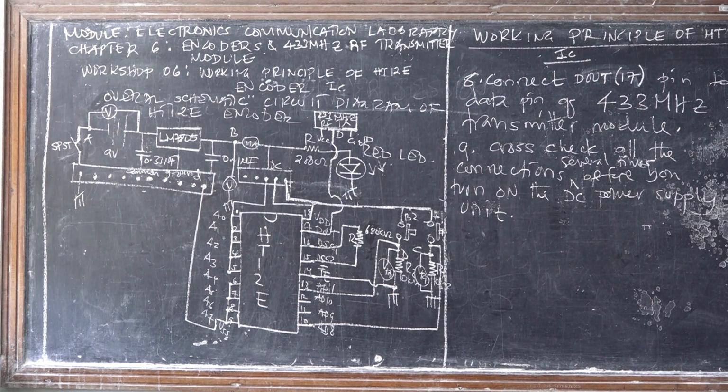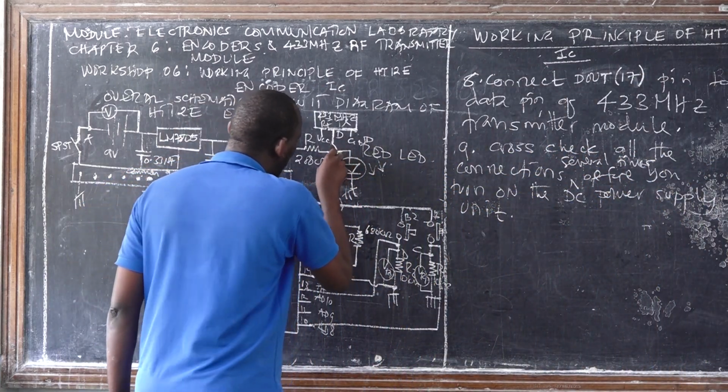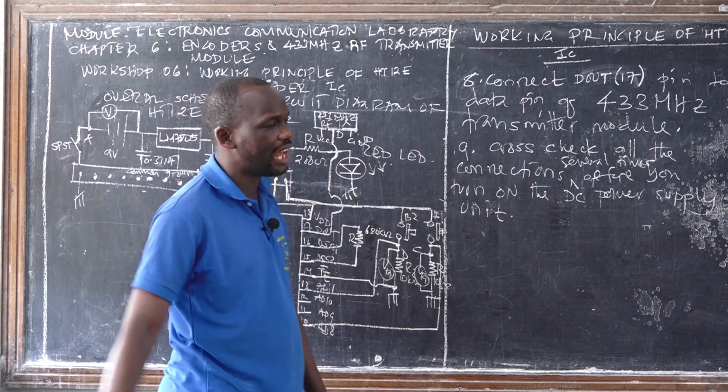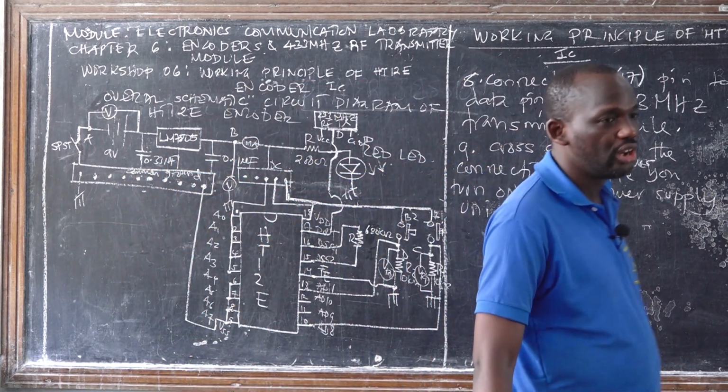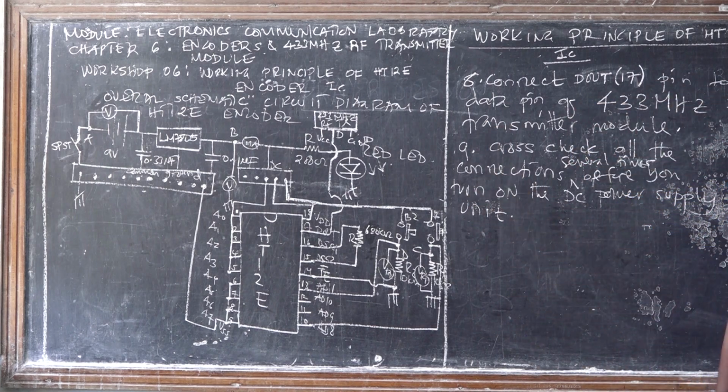What you are lacking in your department is the HT12E encoder and also the 433 megahertz RF transmitter module. I told you that is because I love you and I would like to see you be practical engineers, so I have bought them for you. We have a number of them. You will enjoy them. If you have understood this, you can start building the circuit.